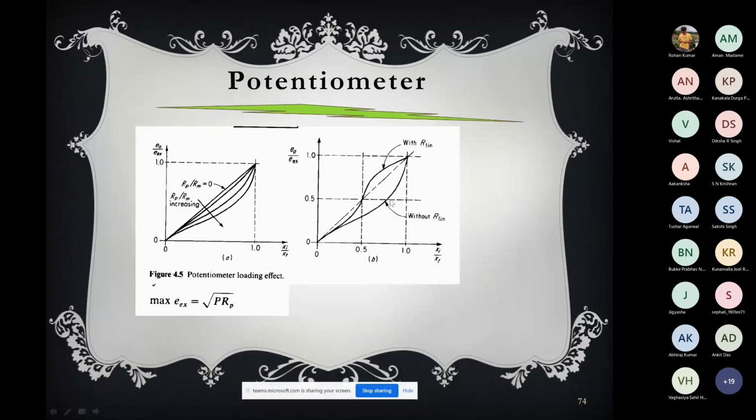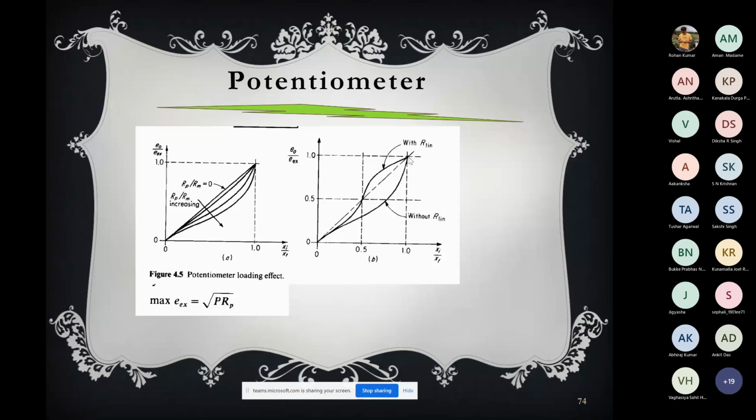You will see that without R in, the figure will be like this, always dipping from the straight line. With R in, it will dip a little bit and then come back. So if you include the resistance R in, the linearity of the instrument will be better, it will be less nonlinear. Without R in, it will be more nonlinear.